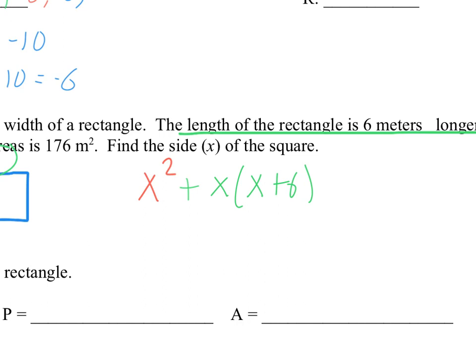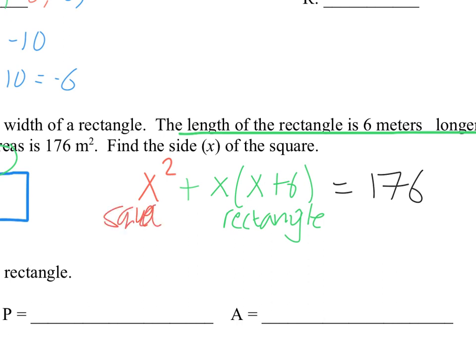Right, and the sum of that is they're going to equal 176. That's all that's saying right there. This is the sum of the area of the green rectangle, and the sum of the area of the square. Okay, and then it's just a solving game.